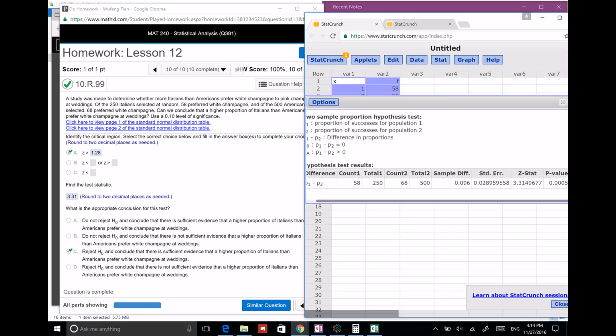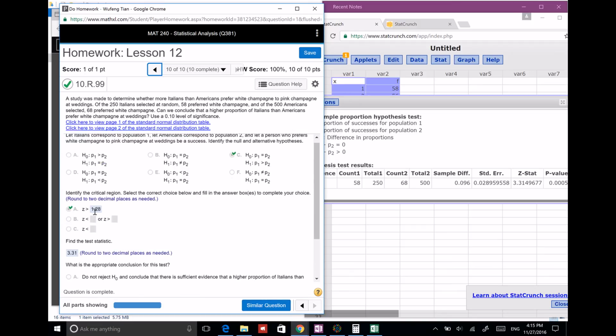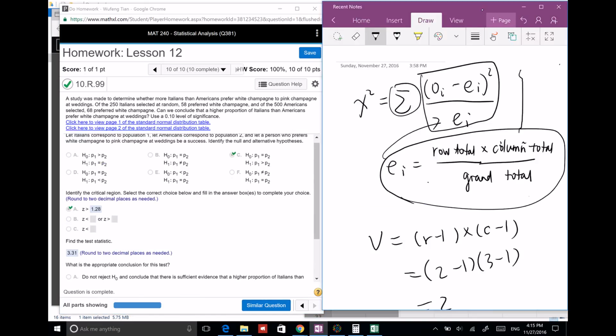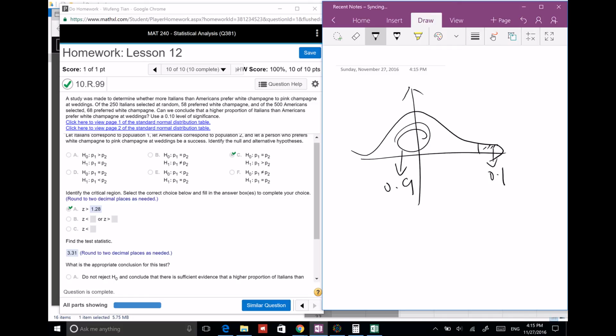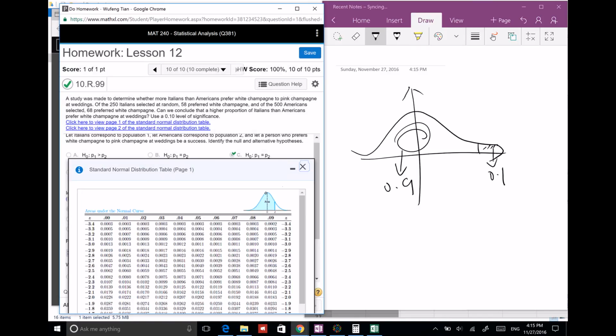Null hypothesis must go. And then how do you find 1.28? Because this is a right tail test. A right tail test gives you 0.1, and this area is 0.9. So you find 0.9 from the distribution. 0.9.